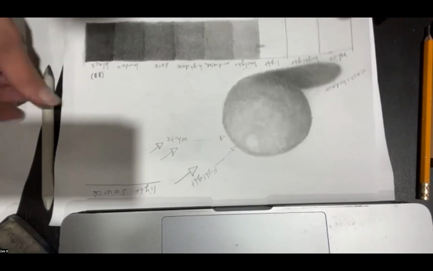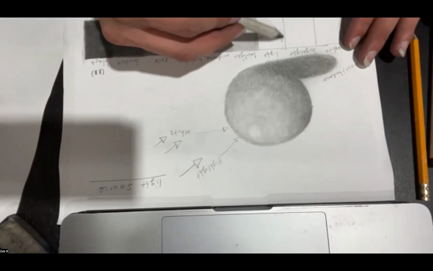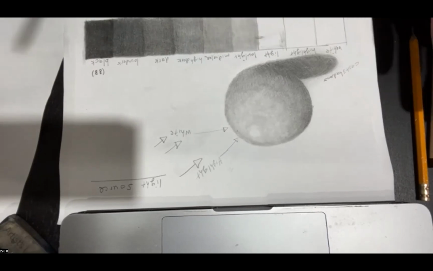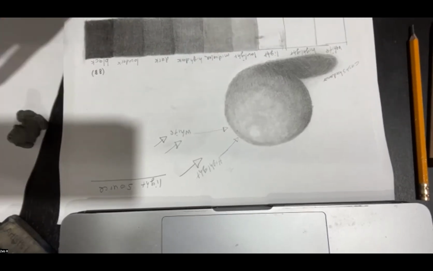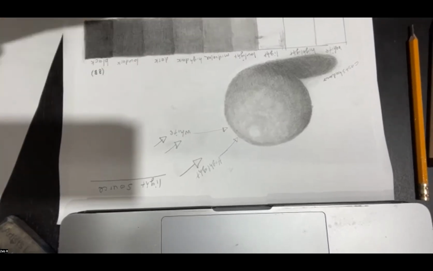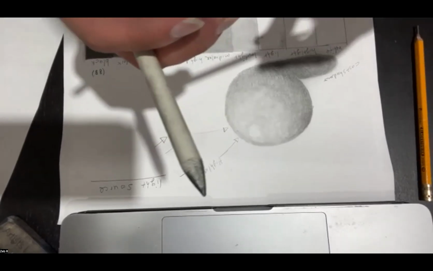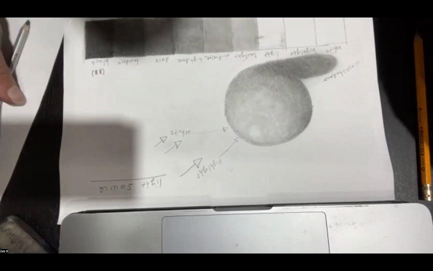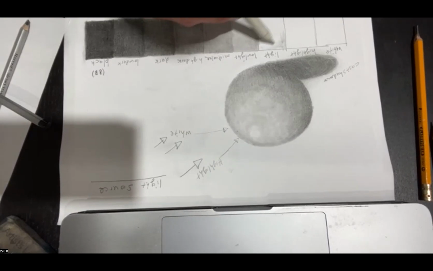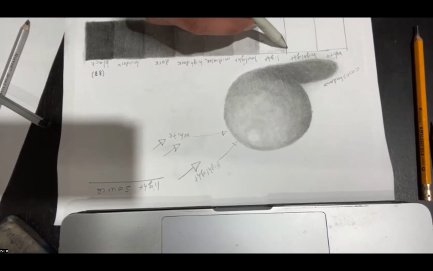And now I want to go back with my stump, maybe bring in that light area, and maybe use my, which one should I use next? Let me see. I could use my HB, I guess. But I'm gonna use the 4H. Let's see, 4H maybe, but that's after I blend things together a little more thoroughly. My light.